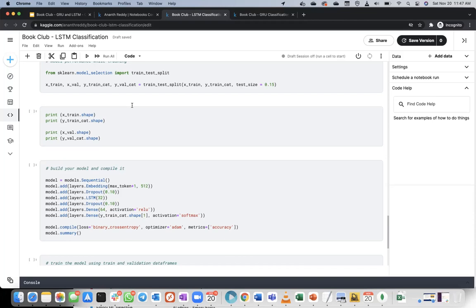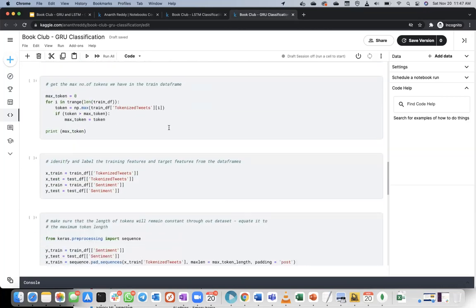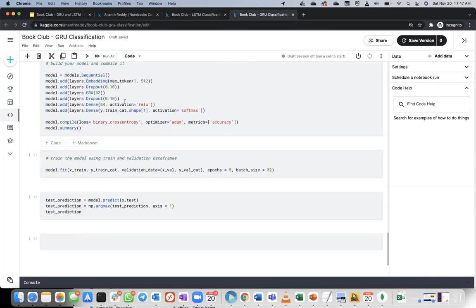So the only line that changes is this line. Except this, everything remains constant. Here, if you remember, we used simple RNNs in the first code session, and in this code session we'll be using LSTMs. And if you want to use GRUs, again the code remains constant, and the only thing that changes is we place GRUs.